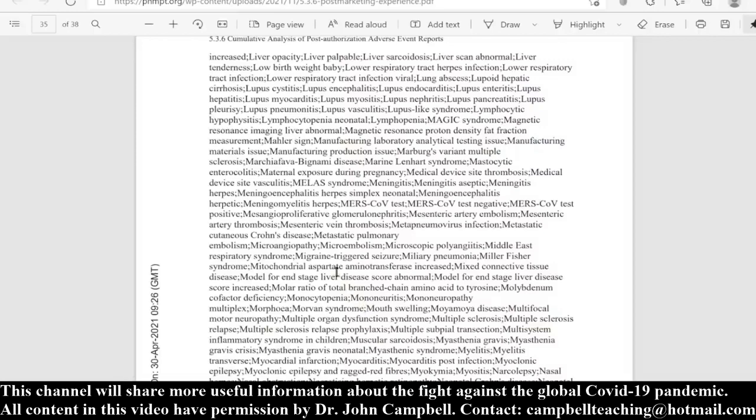I mean, dear me, metastatic pulmonary embolism, I know what that means. Microangiopathy, I know what that means. But some of them I don't. Yeah, most of them make sense. But some of these are things like Miller-Fisher syndrome. I can't remember what that is. Mitochondrial aspartate aminotransferase increased. Well, I haven't got a clue about that. Mitochondrial diseases. I know an expert in mitochondrial diseases, but I think if you ask most doctors what mitochondrial aspartate aminotransferase increased means, they'd be struggling as I am.